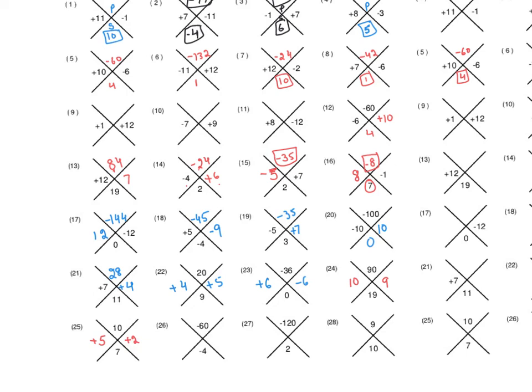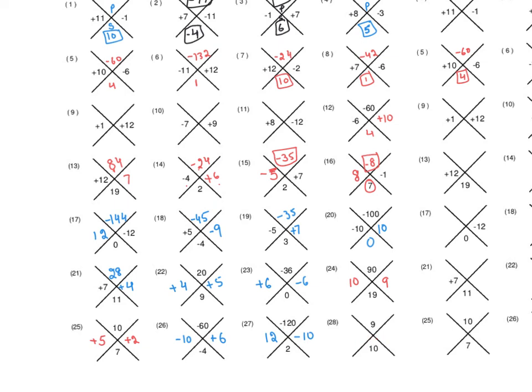So for number 26, what goes in here? When we add them, we get negative 4. And when we multiply, we get negative 60. And those numbers are negative 10 plus 6. You can see that when we multiply them, we get negative 60. Add them, we get negative 4. For number 27, you should have a 12 minus 10, because that gives me 2. And 12 times negative 10 is negative 120.